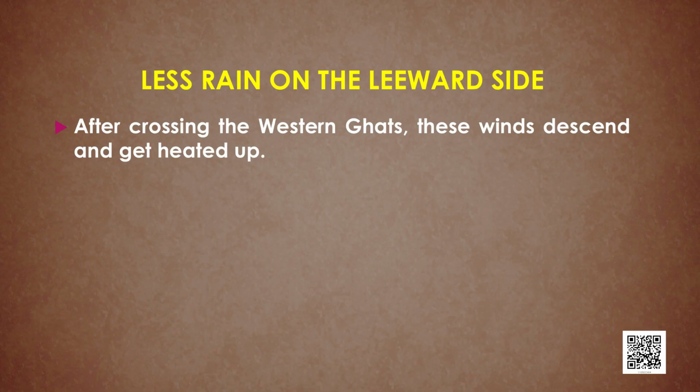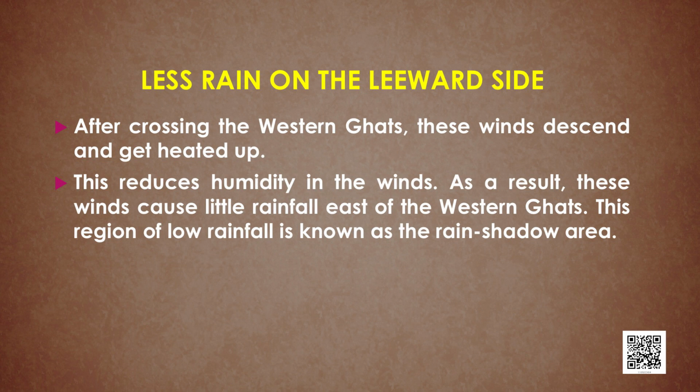Now, the winds cross the Western Ghats and descend towards the leeward side. This reduces the humidity present in the wind. As a result, these winds cause little rainfall over the leeward side of the Western Ghats. So, this region with low rainfall is also known as a rain shadow area. Alright, children, you must have studied relief rainfall, orographic rainfall, in the fundamentals of Indian geography.